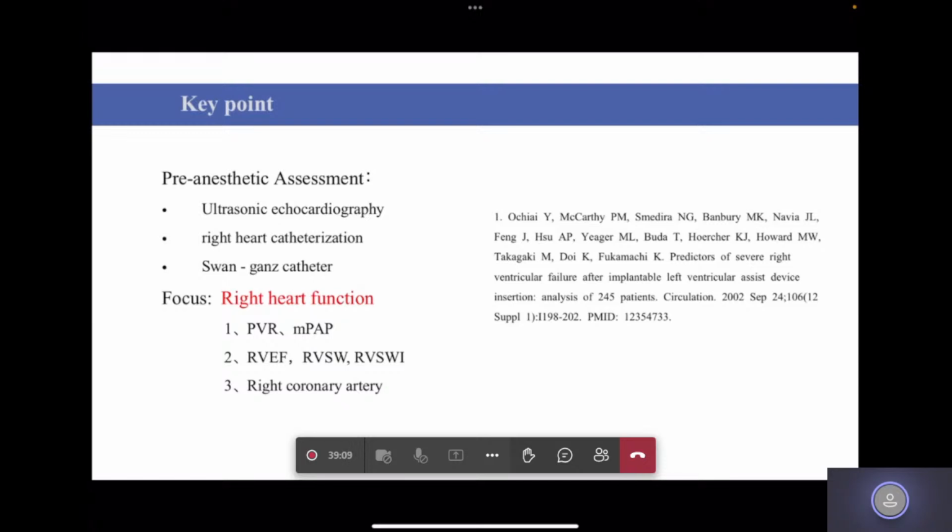So in this kind of patient, we should focus on the right heart function, which includes the pulmonary vascular resistance, mean pulmonary artery pressure, right ventricular ejection fraction, and right ventricular stroke work. And in some patients, especially those with ischemic heart disease, we should also focus on the patency of the right coronary artery.